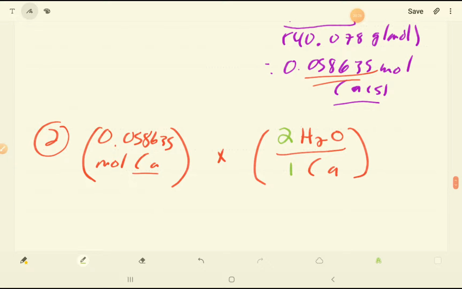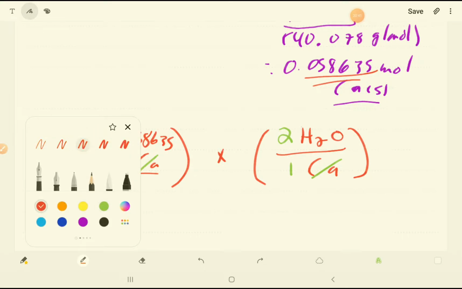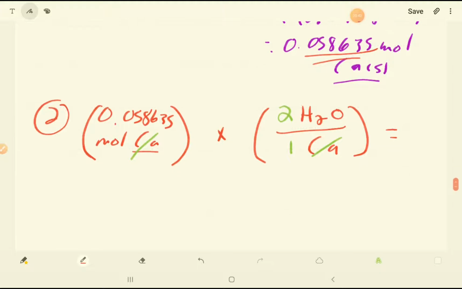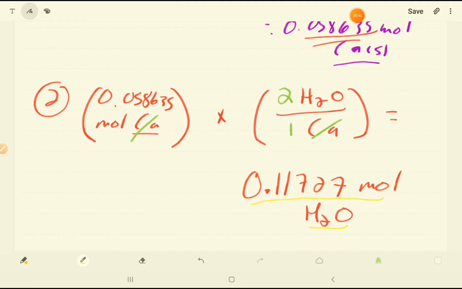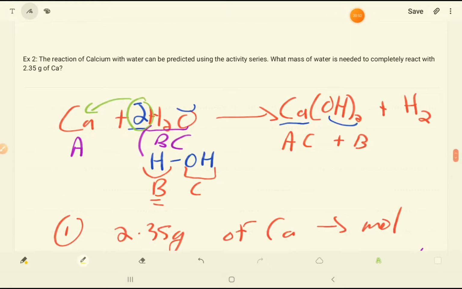So our mole ratio that we're going to plug in over here is 2 to 1. Again, for those that are mathematically inclined, we know that the calciums cancel out, leaving us just with the amount of water here. And so when we plug this in to our calculator, we end up getting as follows. And that gives us about 0.11727 moles of H2O. Now the problem is when we look back at the question, it actually asks for what mass of water.